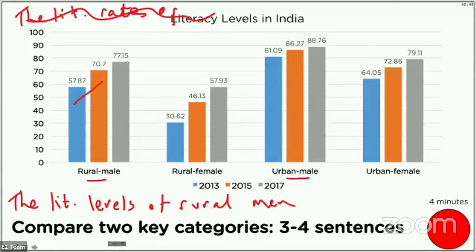Now, what did they do? Because here's our verb. The literacy levels of rural men increased significantly, increased dramatically, escalated, rose sharply from this to this. So in fact, our subject has 1, 2, 3, 4, 5, 6 words, because we're not talking about just rural men. I mean, we are, but there's more information. And we're not just talking about literacy levels, because we need more information. We're talking about the literacy levels of rural men. Now we've got our subject.